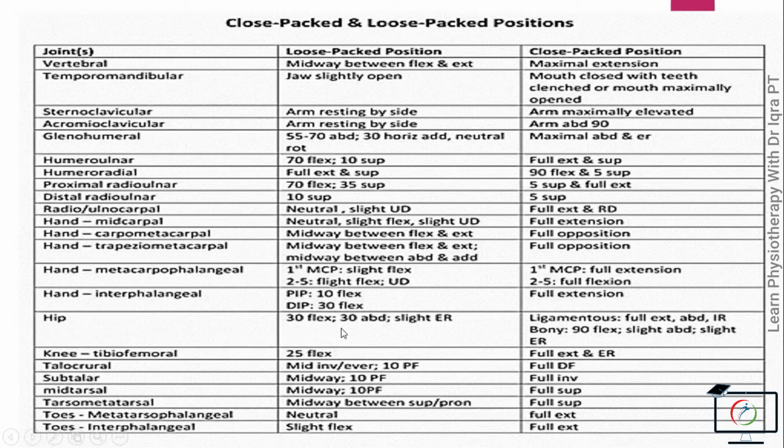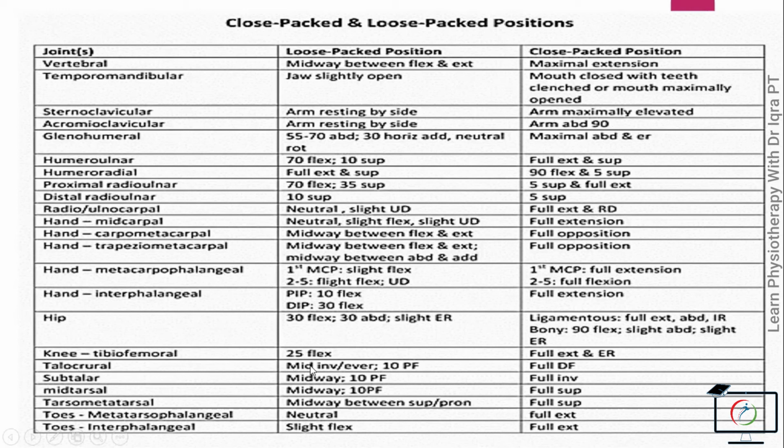Hip joint is loosely packed at 30 degree of flexion, 30 degree of abduction and slight external rotation, while they are closely packed at ligamentous level with full extension, abduction and internal rotation, at bony level with the 90 degree flexion, slight abduction and slight external rotation. Knee tibiofemoral joint is loosely packed at 25 degree of flexion, while closely packed at full extension and external rotation.